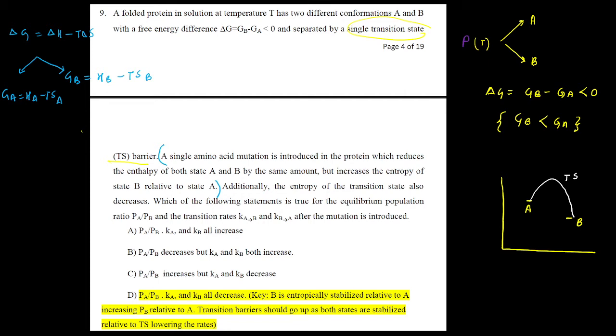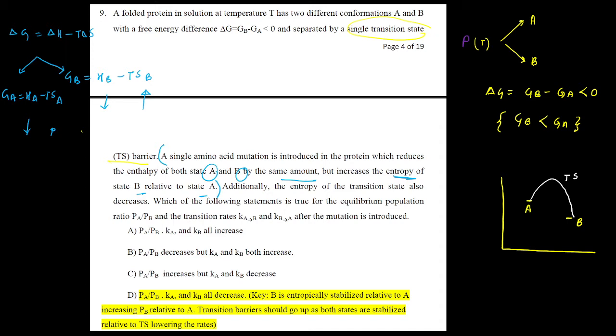What they said in the first half of the statement is that this mutation in the protein reduces the enthalpy for both A and B by the same amount. So there's a reduction in enthalpy of A and B by the same amount, all right? Next is, but increases the entropy of state B relative to A. State B has an increment of entropy relative to A. That means entropy is increased, or we can say state B's entropy has been increased.